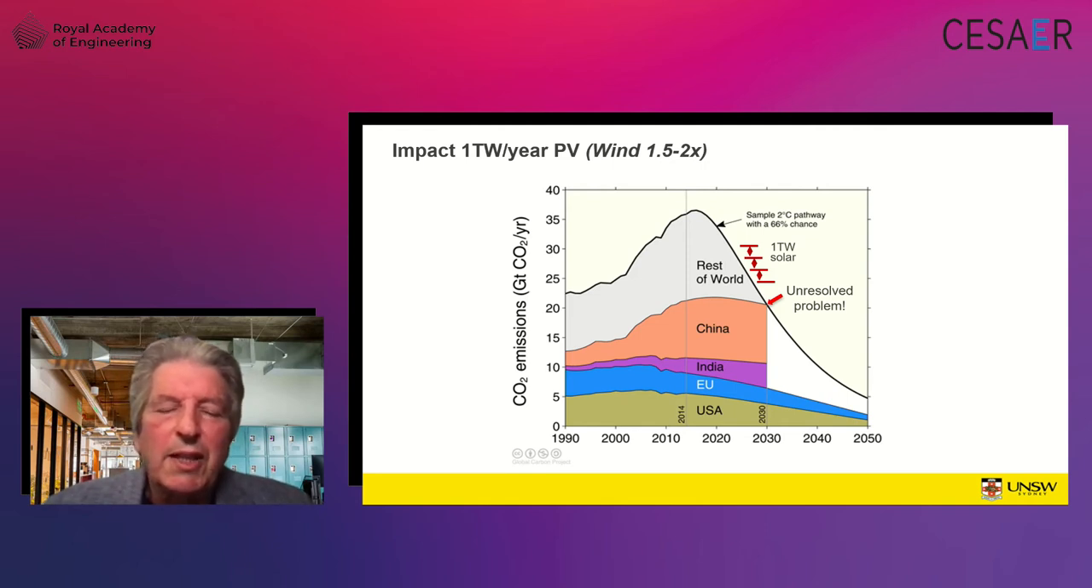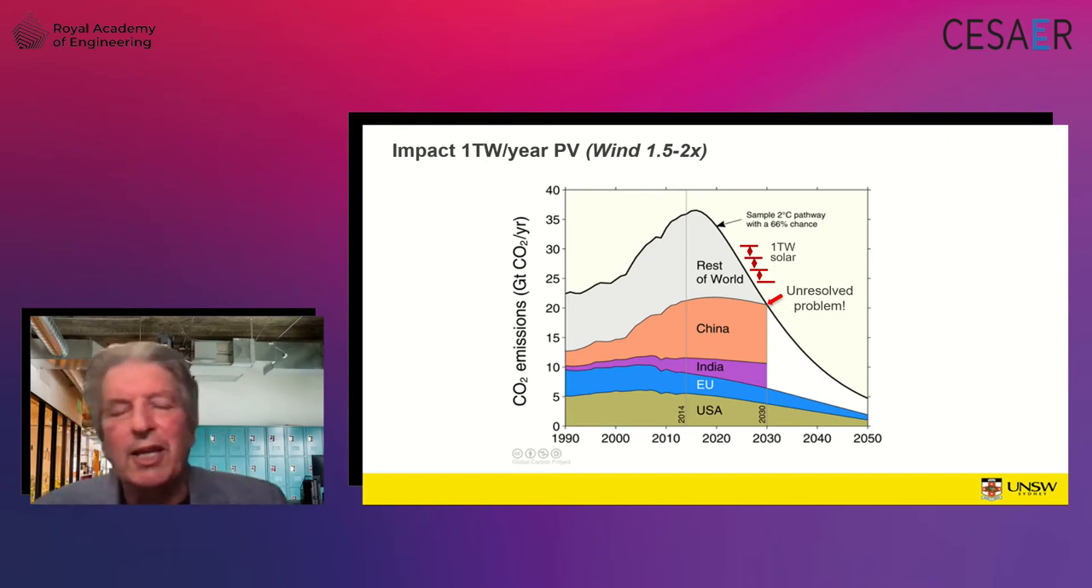The importance of this sort of figure is that if you reach somewhere between 5 and 15 terawatts, you'll be installing photovoltaics at somewhere around a terawatt a year towards the end of the coming decade. And that terawatt is really quite significant when you look at the impact it could have on carbon emissions.